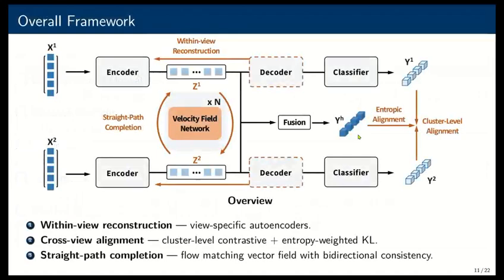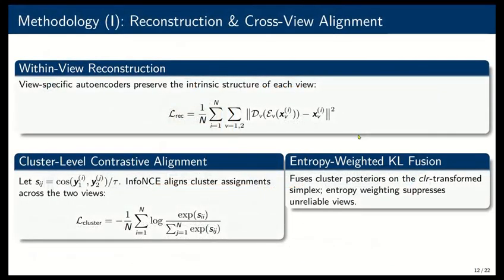Our framework has 3 modules: reconstruction, alignment, and our flow completion. We use auto-encoders to reconstruct each view. For alignment, we use contrastive learning and entropy-weighted fusion to handle unreliable missing data.